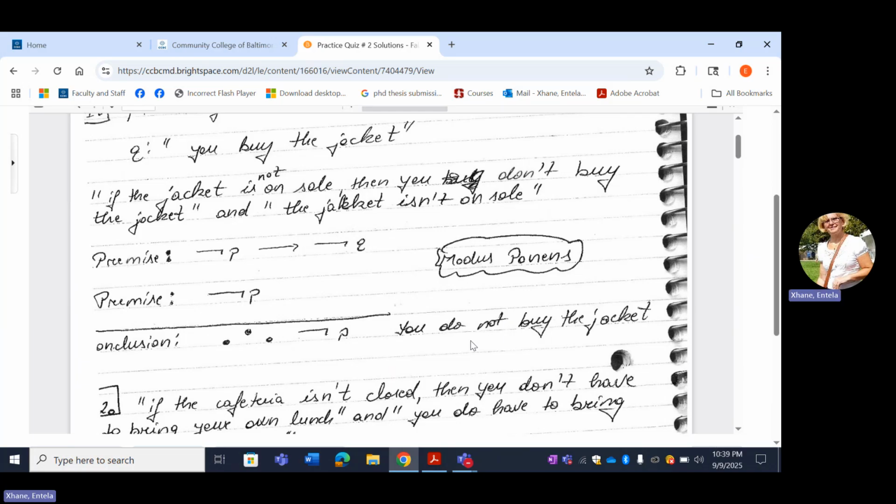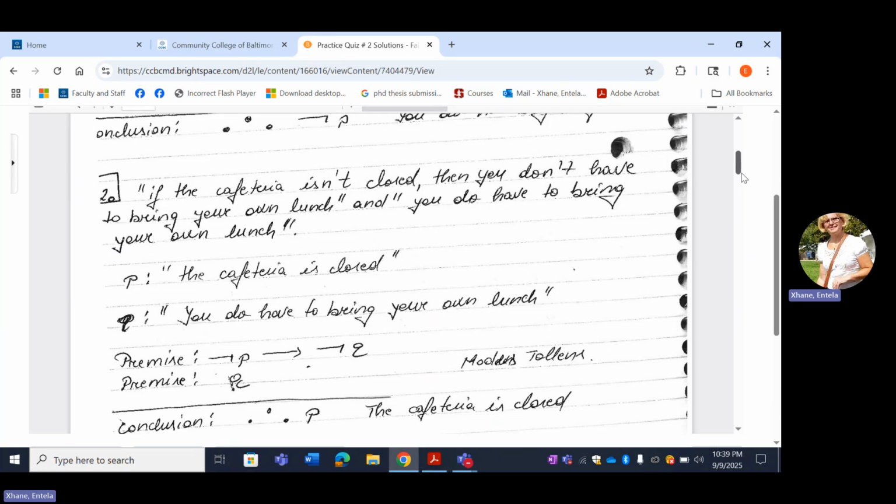Okay, let's read the second one. Given the premises, if the cafeteria isn't closed, then you do not have to bring your own lunch, and you do have to bring your own lunch. Construct an argument using rules of inference to determine what you can conclude, if anything, about whether or not the cafeteria is closed. So let's start by defining the single propositions the same way we did it.